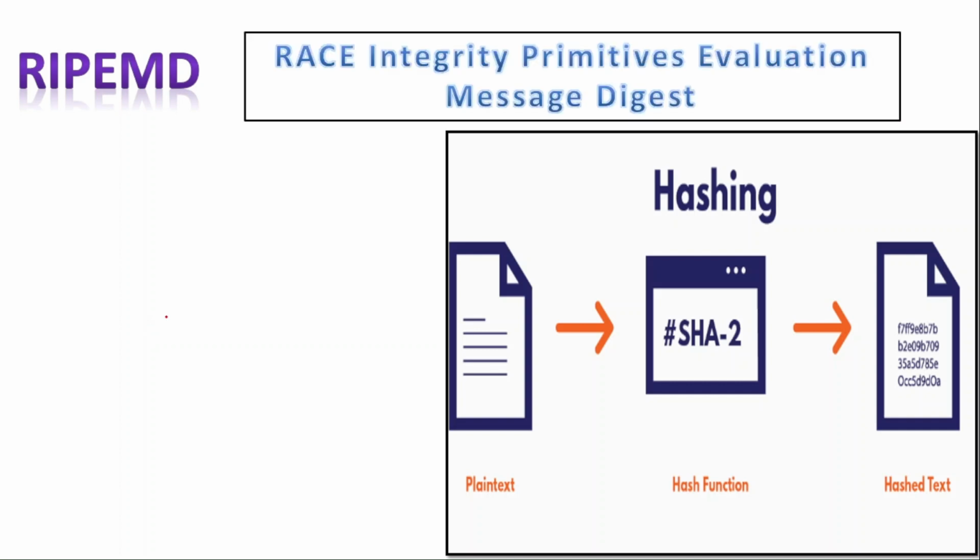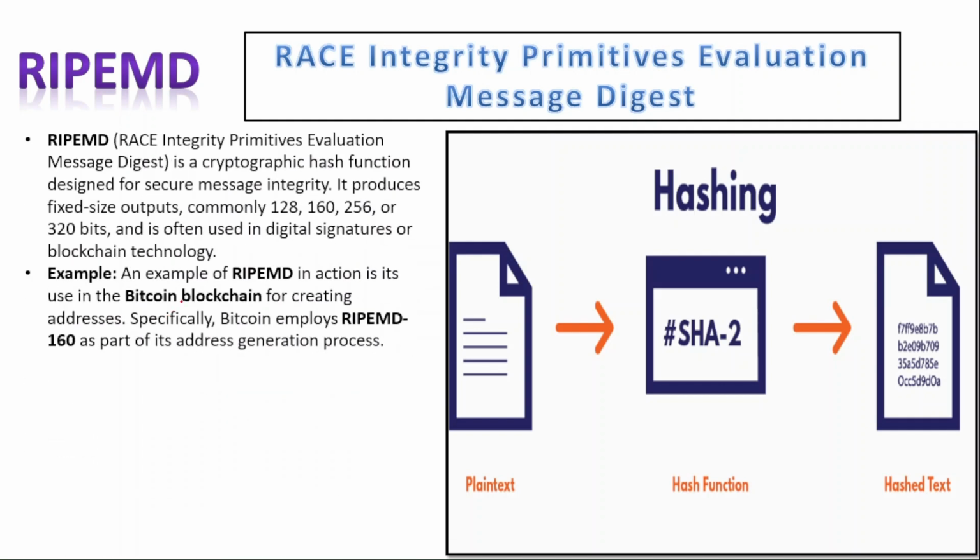RIPEMD, that is RACE Integrity Primitives Evaluation Message Digest. So RIPEMD or RACE Integrity Primitives Evaluation Message Digest is a cryptographic hash function designed for secure message integrity. It produces fixed size outputs, commonly 128, 160, 256, or 320 bits, and is often used in digital signatures or blockchain technology. An example of RIPEMD in action is its use in the Bitcoin blockchain for creating addresses. Specifically, Bitcoin employs RIPEMD-160 as part of its address generation process.